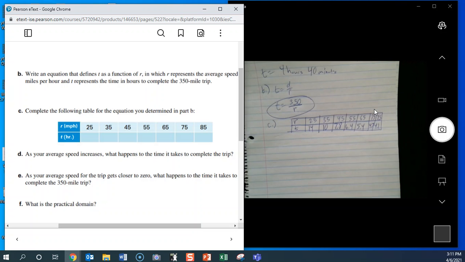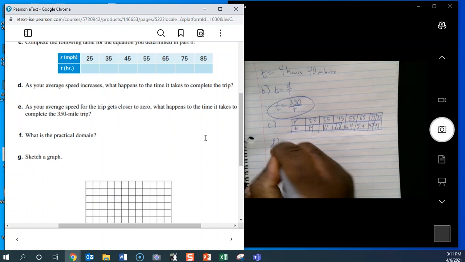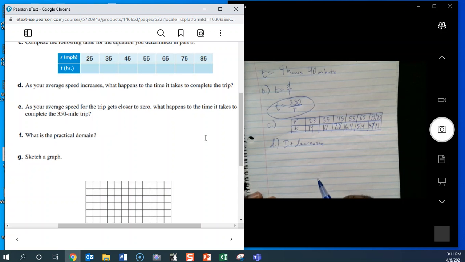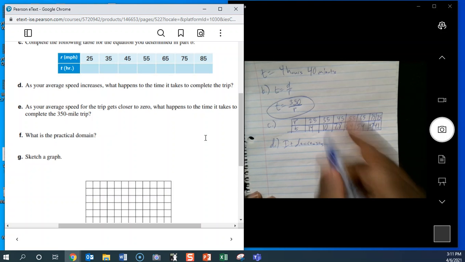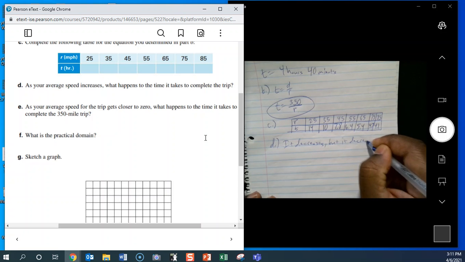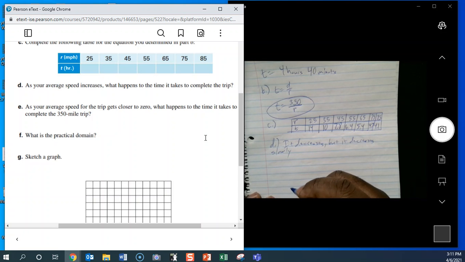All right, now D. As your average speed increases, what happens to the time it takes to complete the trip? Well, if you're going to speed up, you'll get there faster, which means that time would decrease. So you could say it decreases, but it decreases slowly as r increases.